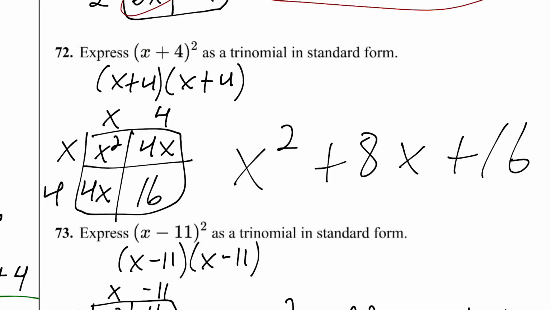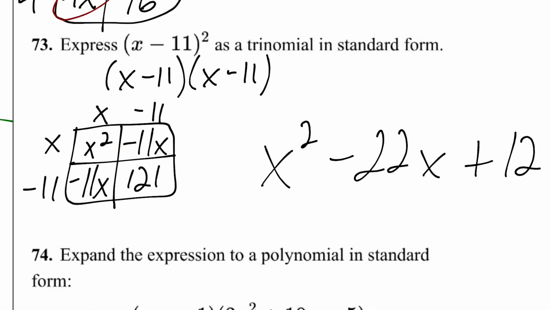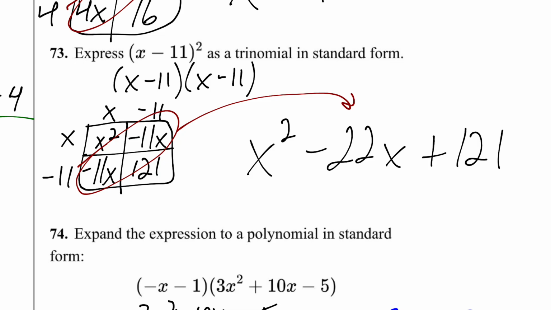For 72, x plus 4 squared is the same as x plus 4 times x plus 4. So when I use the box method, x and 4, and then when I combine like terms, these will combine to give me that 8x. 73 is similar. X minus 11 squared means x minus 11 times x minus 11. Set up on the sides for the box method, x times x times -11, negative 11 times x, negative 11 times negative 11 turns out to be positive. I combine like terms here on the diagonal. That gives me negative 22x, and this should be plus 121.